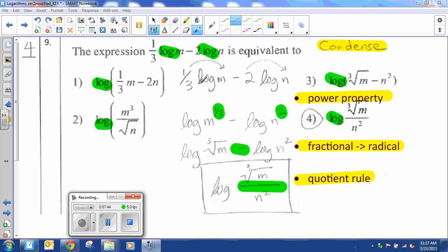Number 9, here we are condensing this logarithmic expression using properties. First thing we're going to do is use the power property. So we have log m to the 1/3 power minus log n squared. Then we're going to rewrite the fractional exponent as a radical, which is cube root of m. And then we're going to use the quotient rule to take this minus sign and make it into the fraction bar. So the final expression is log of cube root of m over n squared.